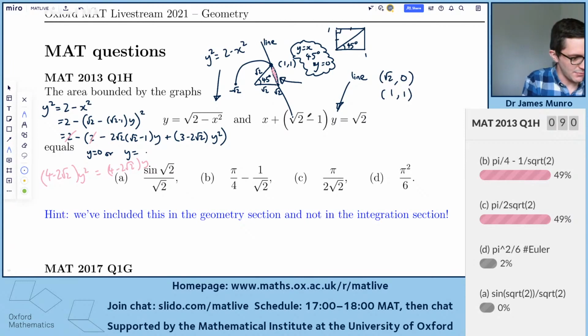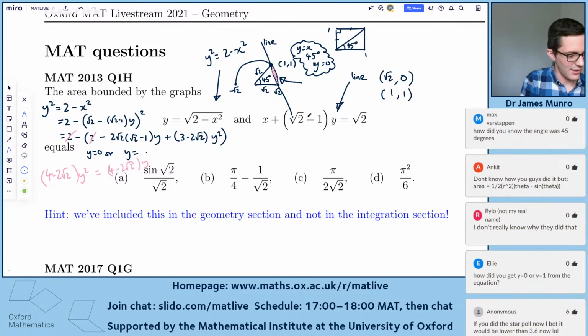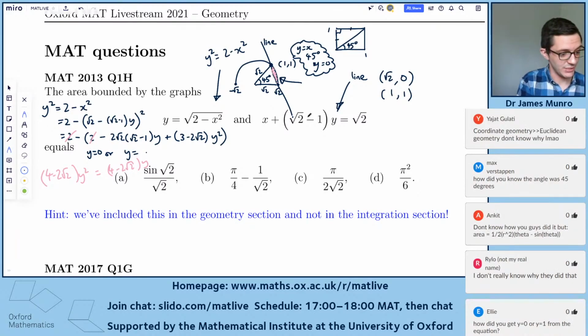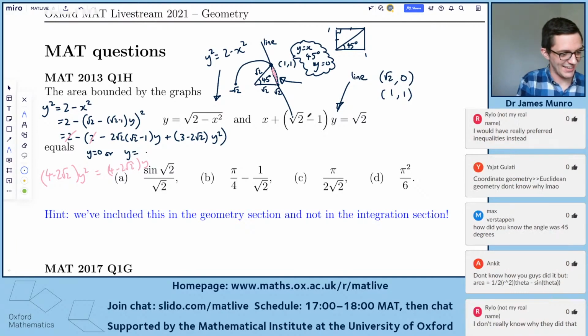Okay, cool. Let's turn this off and not talk about that one again. People like coordinate geometry, or one person in chat likes coordinate geometry. They would have preferred inequalities. It's got another root 2's. Is it 4 plus root 2?